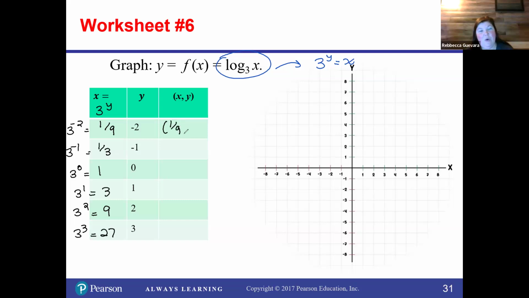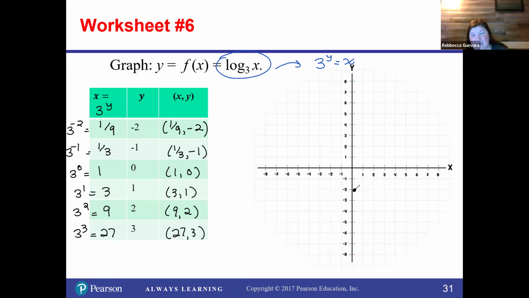But we have the points 1/9, negative 2; 1/3, negative 1; 1, 0; 3, 1; 9, 2; and 27, 3. So try to make a good guess about where 1/9 is. 1/9, negative 2 here. 1/3, negative 1 here. 1, 0. Then we have 3, 1. And then we have 9, 2. And I can't put this last point in there, so I only get about this far.